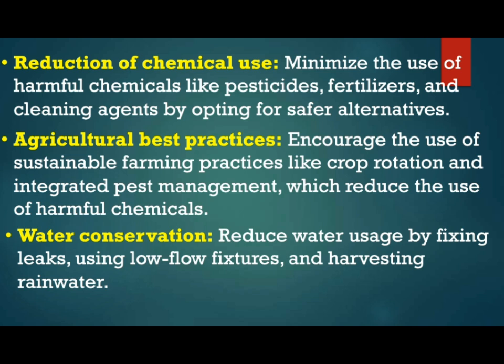Next is water conservation. Reduce water use by fixing leaks, using low flow fixtures, and harvesting rainwater, which is also very suitable for the removal of water pollution from our environment. These are the best practices to remove water pollution from our environment.